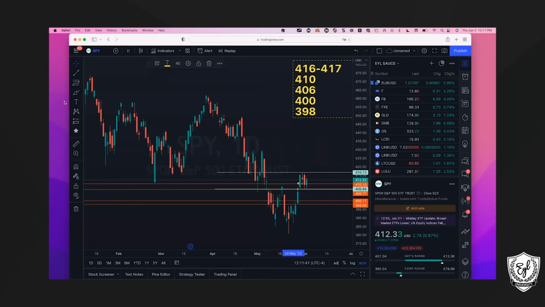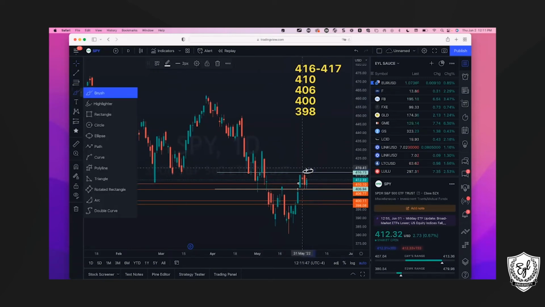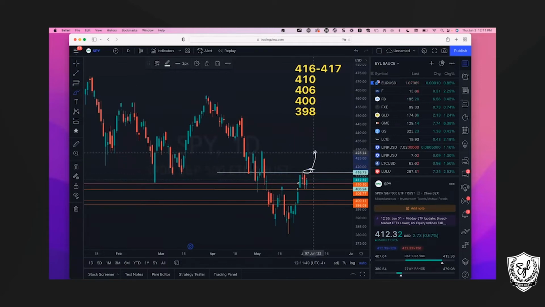416, 417. We have to break this level right here. Once we break this level and we're able to go above, that's when we should be able to test 420, 425, and hopefully get back to the 430s.